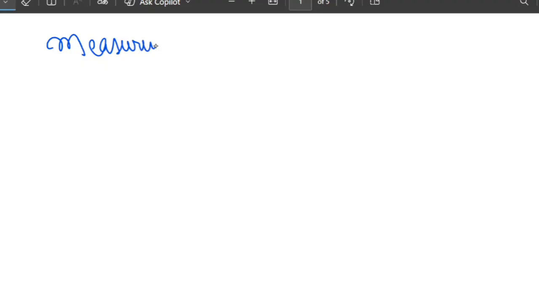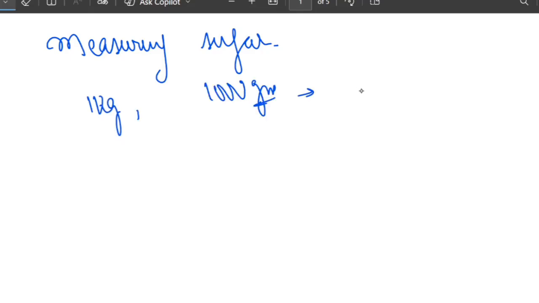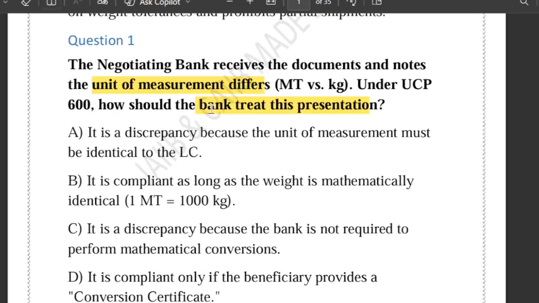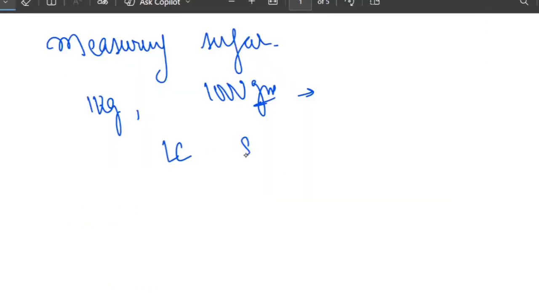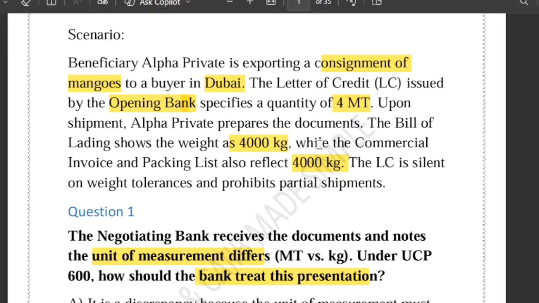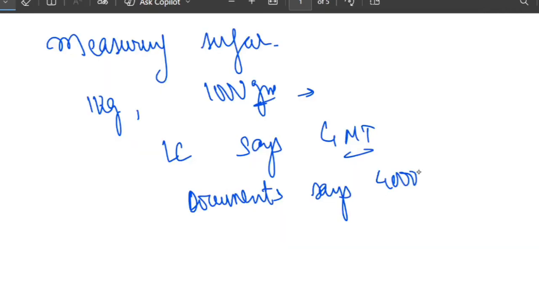You are measuring sugar, right? Someone asked for 1 kilogram and you have given 1000 gram. Both are the same, right? But the unit has only changed. Quantity has remained the same. In our case, what is happening? Letter of credit is saying 4 MT, right? Clearly you can see that LC says 4 metric ton, but the document, whatever document has been presented, says 4000 kg, as you can see written here.